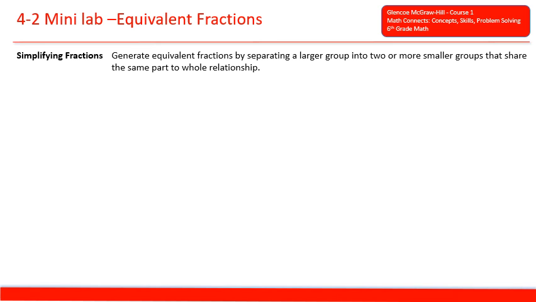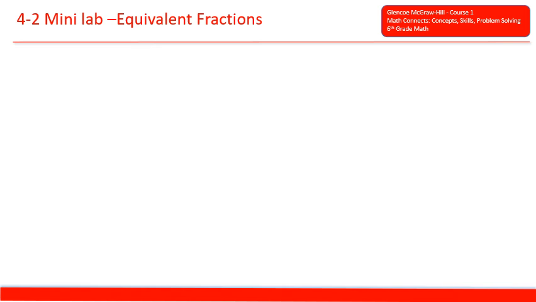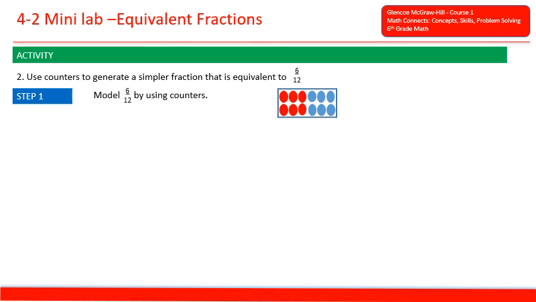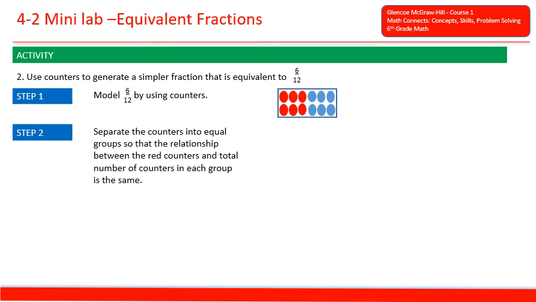Simplifying fractions. Generate equivalent fractions by separating a larger group into 2 or more smaller groups that share the same part to whole relationship. Use counters to generate a simpler fraction that is equivalent to 6/12. So model 6/12 by using counters. So there we have 6 red and 6 blue, so in total it's 12, but 6 out of the 12 are red. So separate the counters into equal groups so the relationship between the red counters and total number of counters in each group is the same. So you've noticed that we still have 6/12, but now we have 2 groups of 3/6.